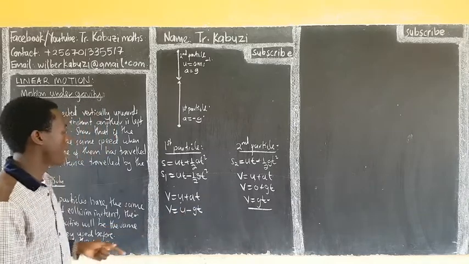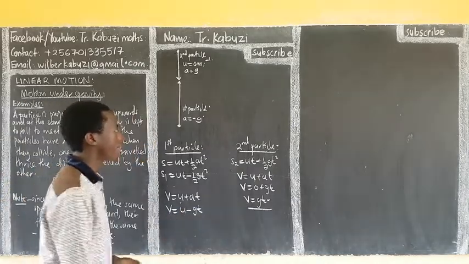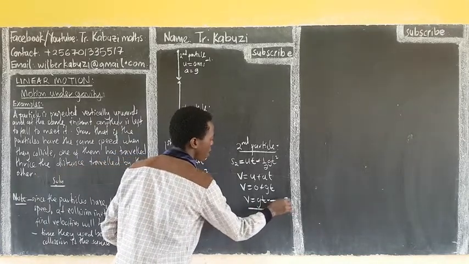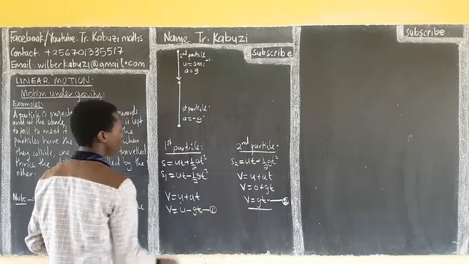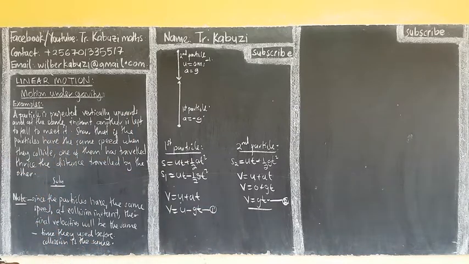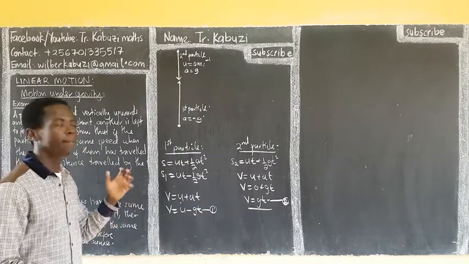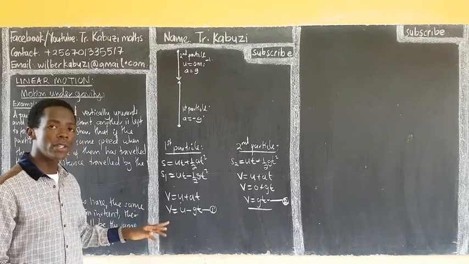But note from here, we say they are going to have the same velocity. So if this one is 2, and this one is 1, because they are moving at the same speed, the final velocity at meeting is going to be the same.